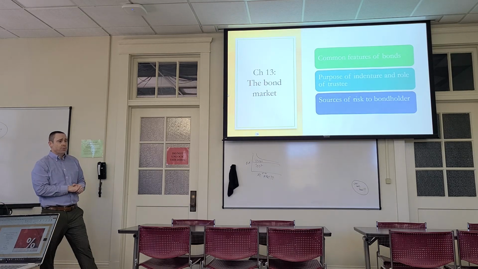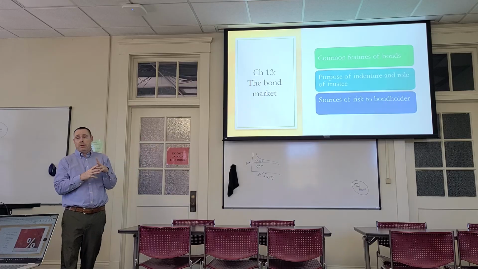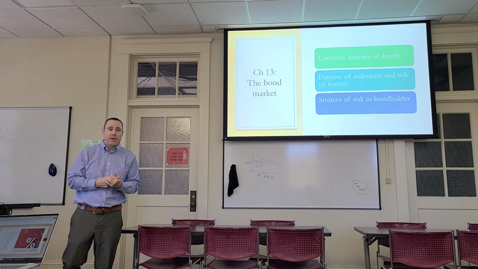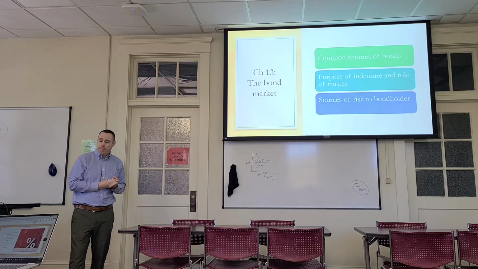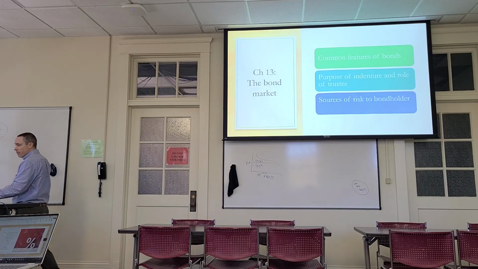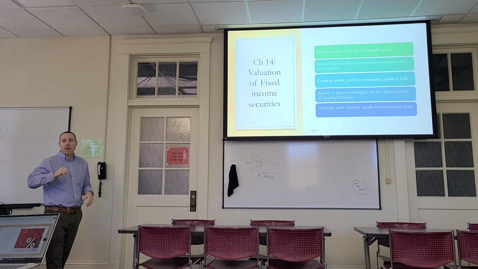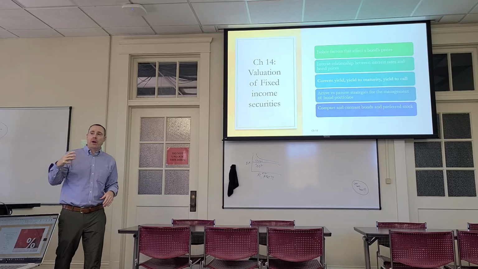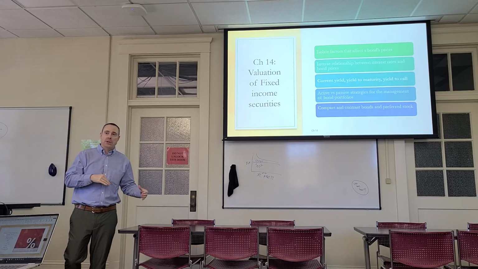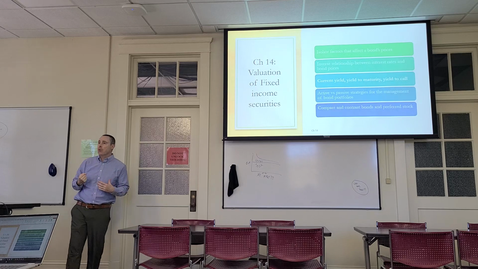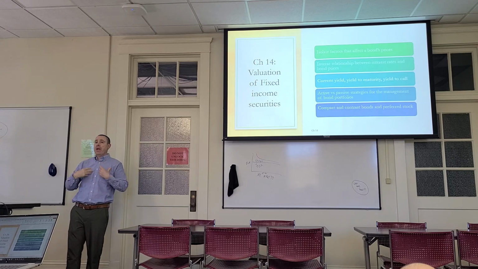Common features of bonds: we have that indenture that tells me the maturity date, whether it has a call feature, and what the coupon is. Generally the same sources of risk, but when we look at government bonds, the government can print money and the government can tax, so they're going to be less risky than a corporate bond. So with a bond, I'm lending money to a corporation or the government, and they're going to pay me interest.